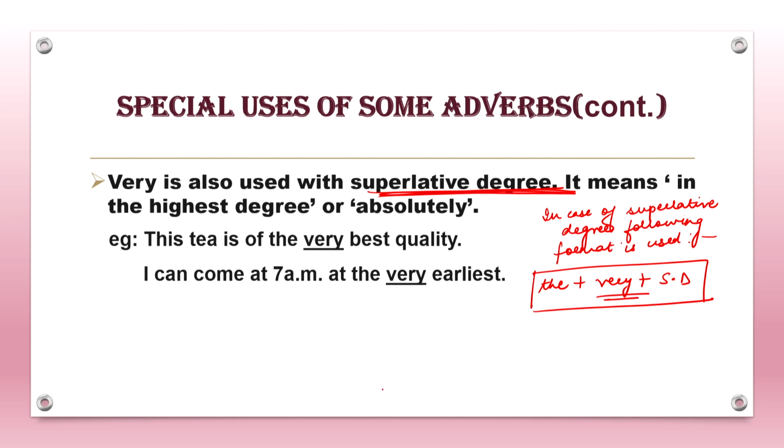So, keep this in mind. For example, this tea is of the very best quality. So, best is your superlative degree over here. I can come at 7 at the very earliest. Earliest is again your superlative degree.